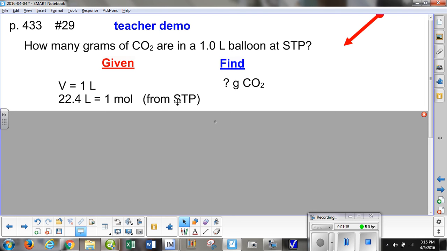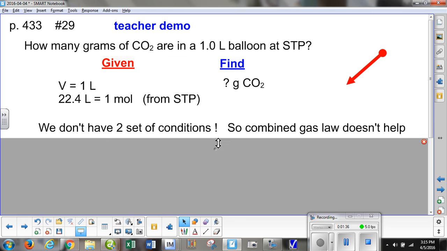But because of STP, we know that 22.4 liters is equal to 1 mole, and because STP is stated in the problem, we know that this is going to be true. So we can use it in our calculation. We don't have two sets of conditions, so the combined gas law is essentially useless.